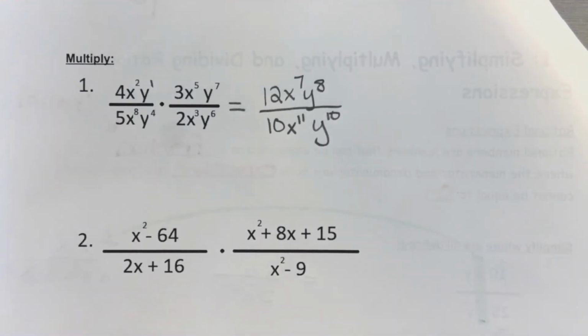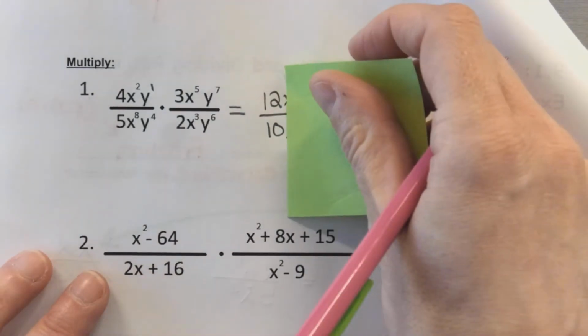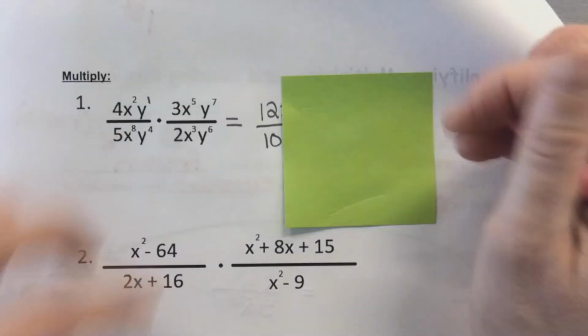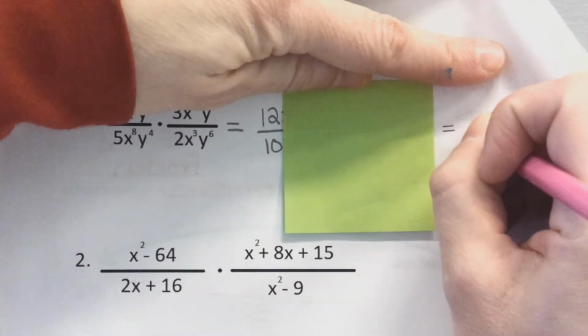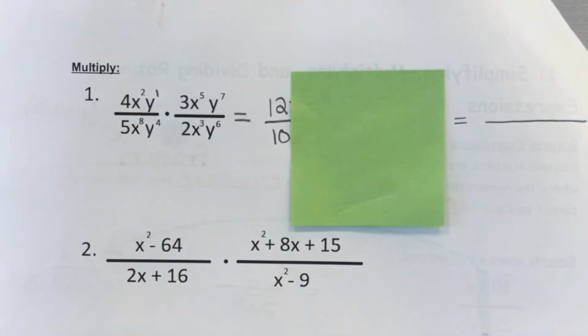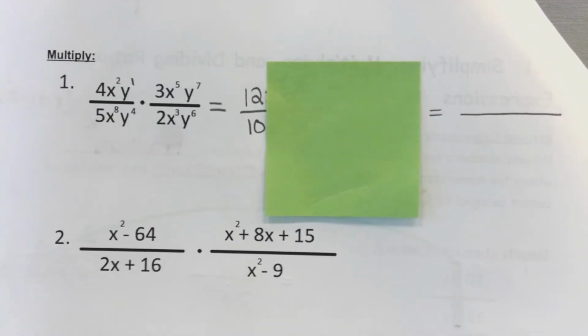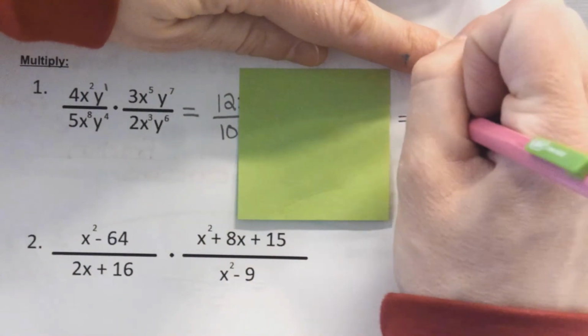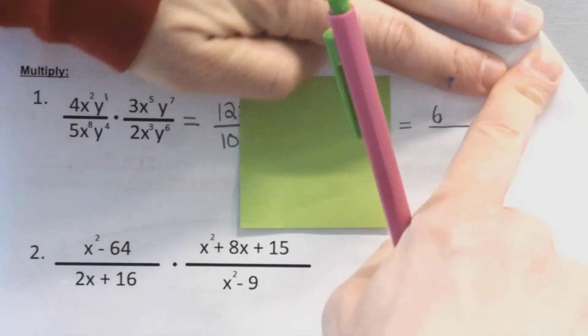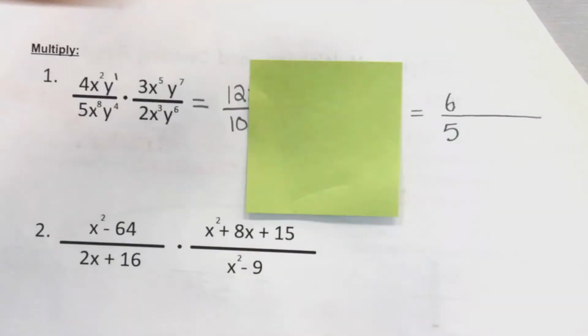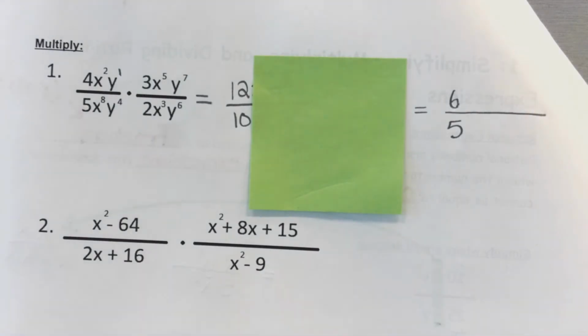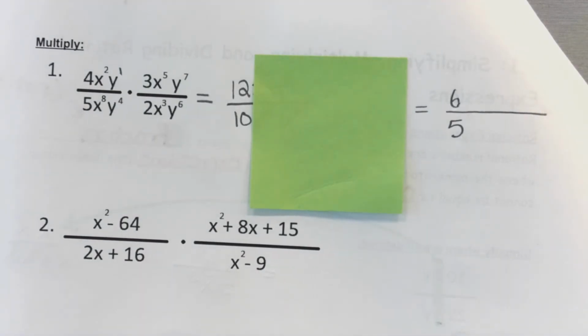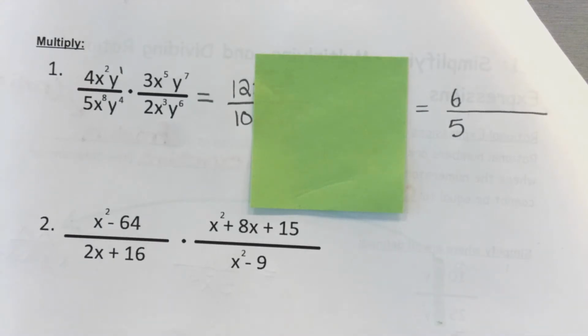Do you agree? Okay. So if I cover up part of it again to make my life a little bit easier, one thing at a time, right? What do I get if I reduce 12 over 10? 6 over 5. Oops. 6 over 5, right? Because 2 goes into 12 6 times, 2 goes into 10 5 times. So we're good with it reducing to 6/5.